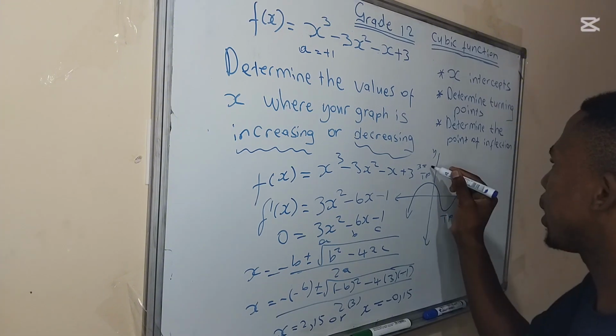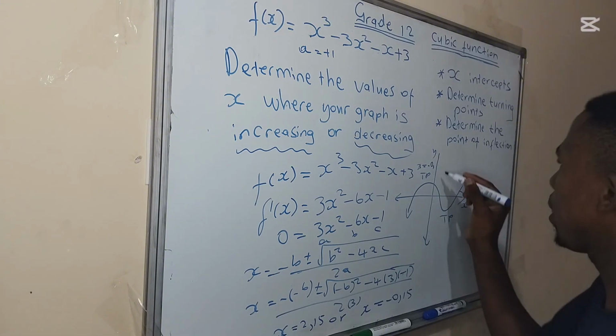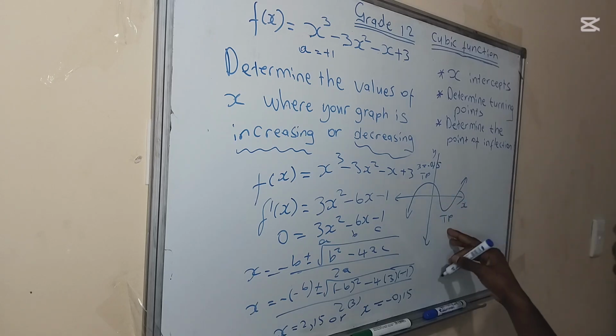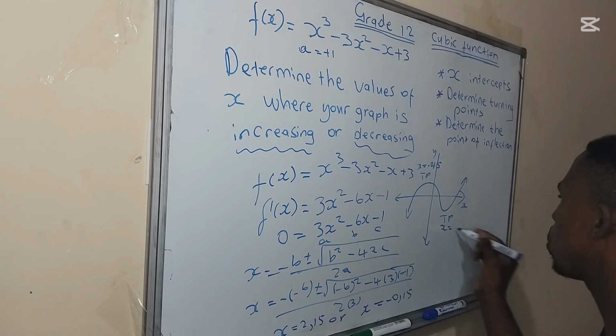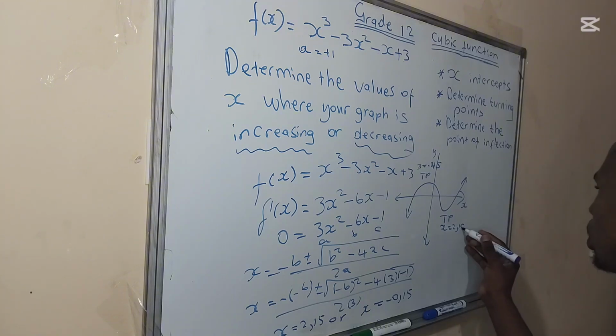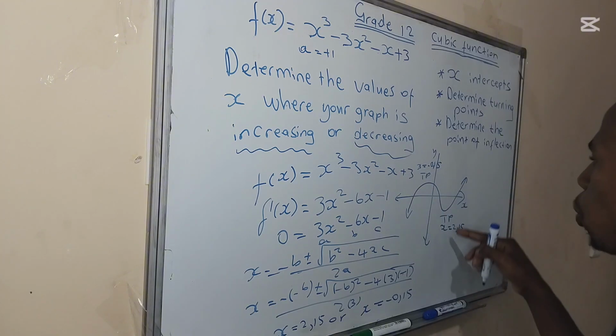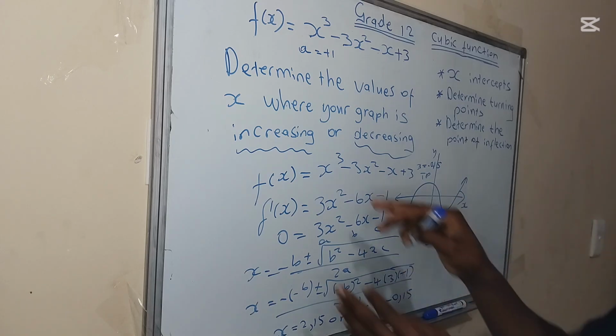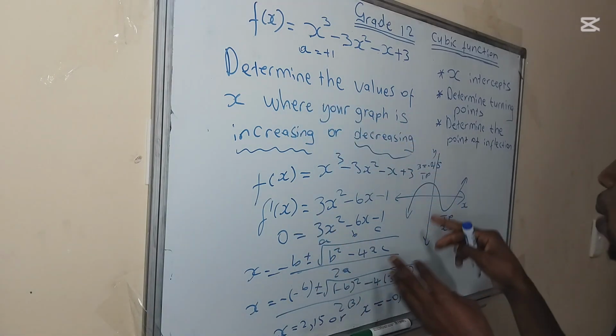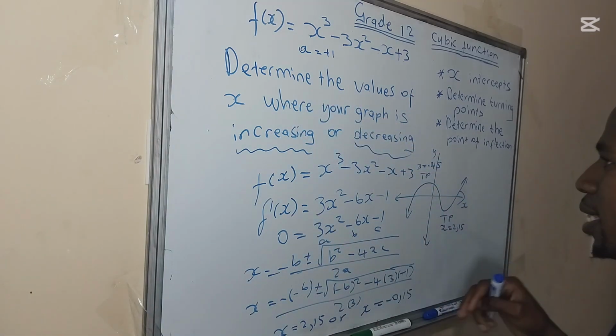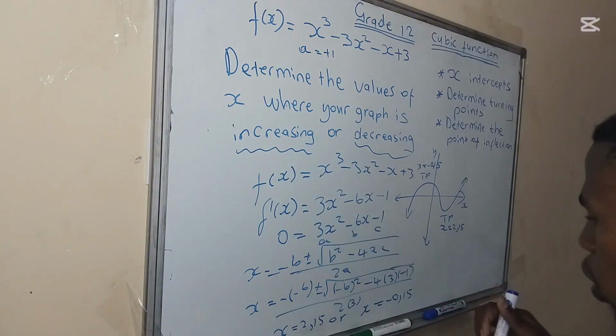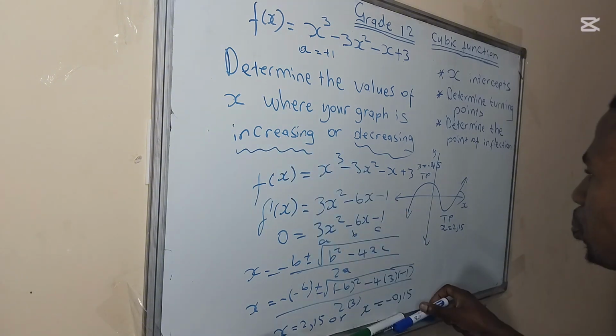x is equal to negative 0.15. But here we have x equal to 2.15, right? Now we are going to use these 2 points to determine the values of x whereby our graph is increasing. So let's determine our values of x.